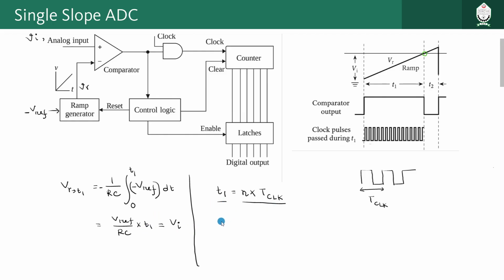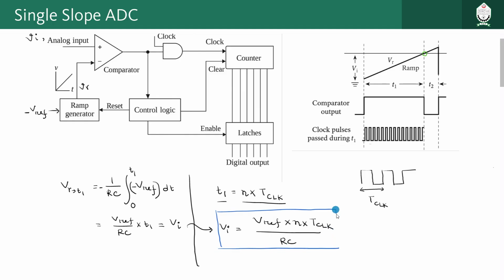That means Vi should be equal to Vref, T1 is equal to N multiplied with TCLK, divided by RC. So this is the final equation we have got, which represents the whole relationship between analog value and digital value, right?